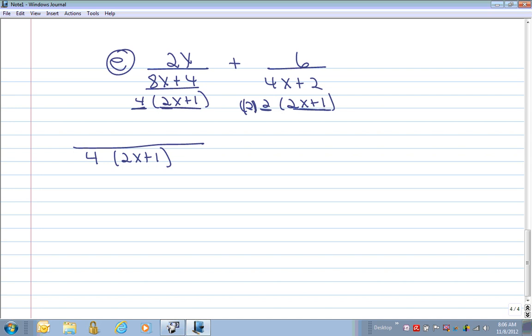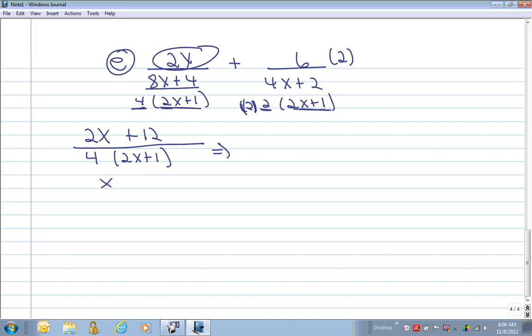But because I multiplied by 2 right here, I need to multiply by 2 at the top. So at the top, I would end up over here with 2x, nothing changed. Over here, I have 6 times 2, so plus 12. And actually, we're almost done. You could actually leave it like this, and I would probably be okay.